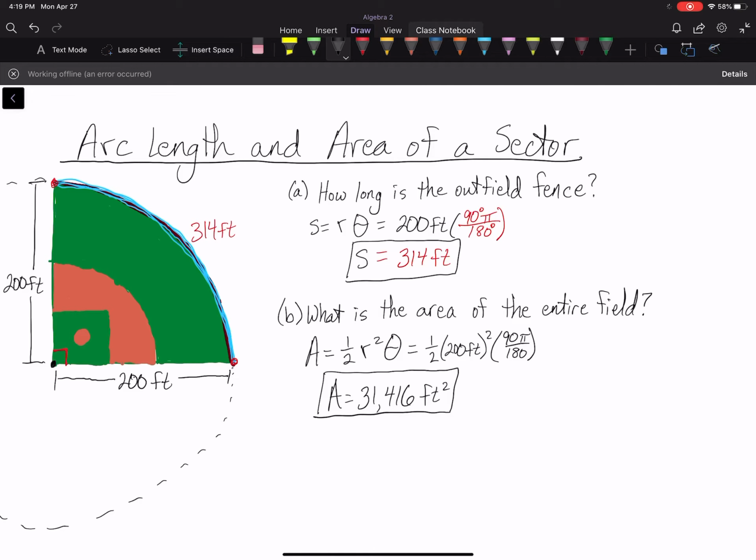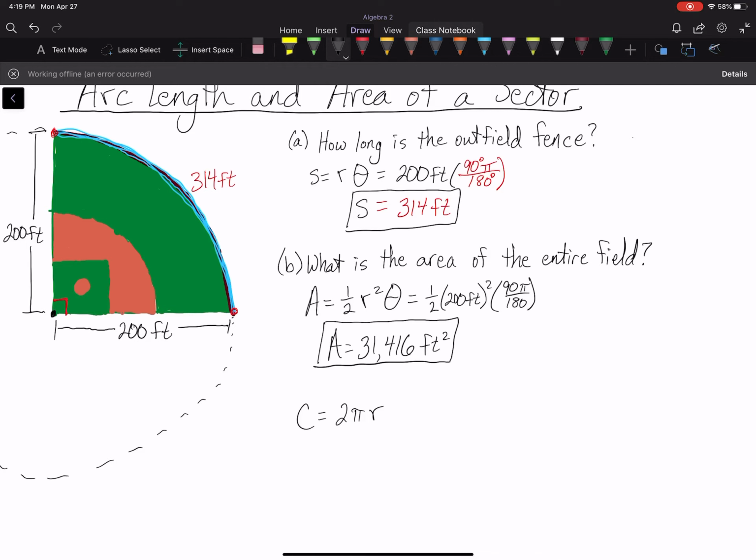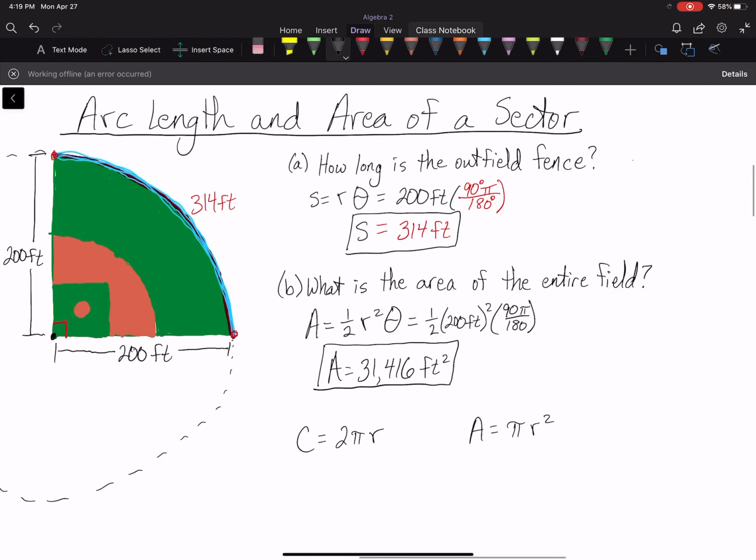Now, I mentioned earlier that you have been using these before. These are basically just finding parts of the circle. So the arc length of an entire circle would be the circumference. Now, you know the formula for circumference: C equals 2 pi times the radius. You know the formula for the area of a circle: the area of a circle is pi r squared. You've been using these formulas for I don't know how long, but these formulas come from the arc length and area of a sector formulas.